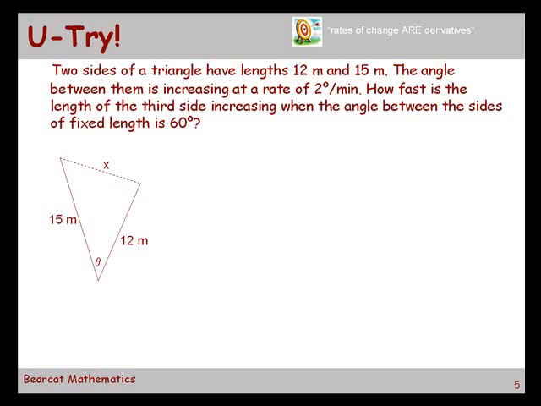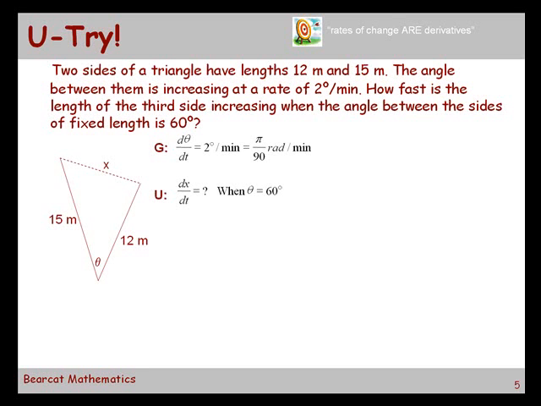So for this problem, in terms of the variables we have on the screen, what's given and what's unknown, basically? d theta dt is given. That's 2 degrees per minute. What's unknown? dx dt is unknown. At some point, I'm going to have to convert the degrees to radians, so I've already done that. The 2 degrees per minute is the same as pi over 90 radians per minute. And the unknown is dx over dt when theta is 60 degrees.